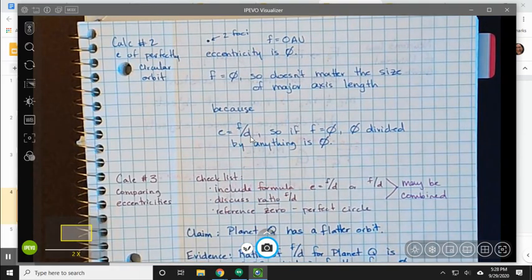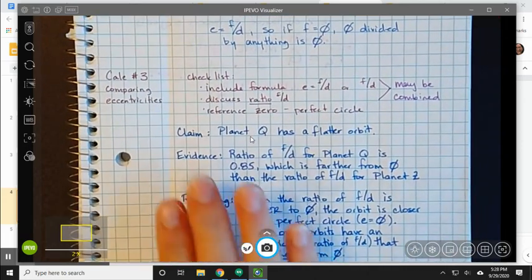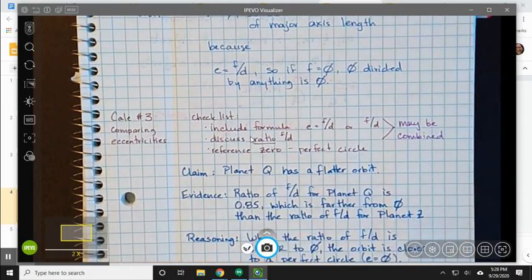So this is how we know the eccentricity of a perfectly circular orbit is 0. So anything that has an eccentricity that is close to 0 is going to be very close to a circle. Anything that has an eccentricity that's a long way away from 0, that's closer to 1, is going to have a much more eccentric orbit. It's going to be much flatter. And that's what we're going to go into with our last part here.